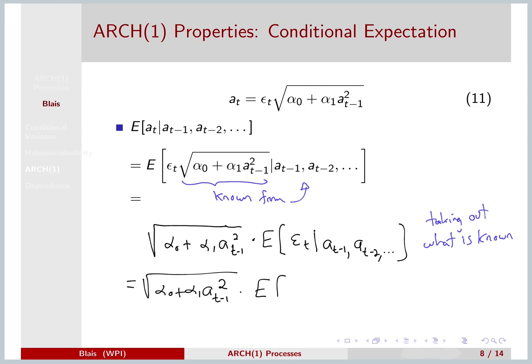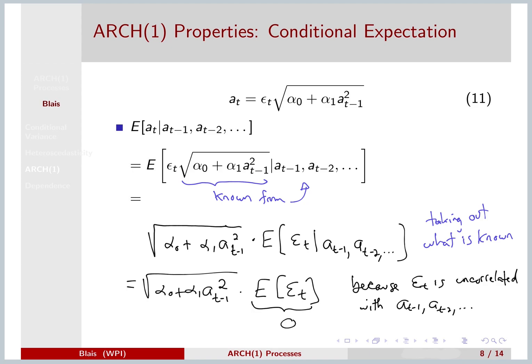And so we're left with the expectation of epsilon t. And again, that's because epsilon t is uncorrelated with those prior terms. And we know that this expectation is 0 because the innovations have mean 0. And so we see that this conditional expectation of a_t given the prior values of the a's is in fact 0.